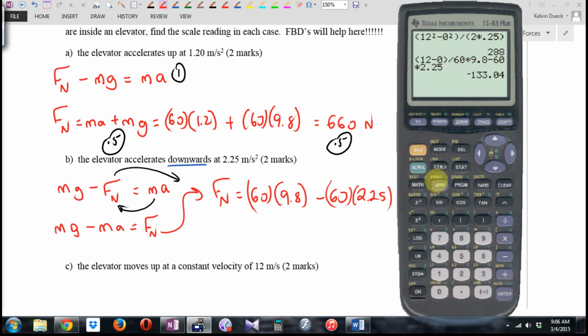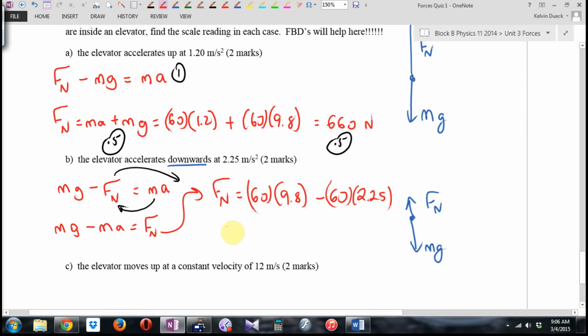Oh, I did that wrong. Oh, I did divide it. Whoops, let's try that again. 60 times, make sure you clear your calculator before you start typing. 453, what did I say, 456? That wasn't bad. I'll take that back, I'm okay with that. I had it to 2 sig figs.